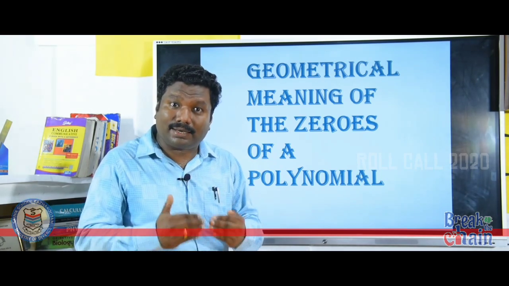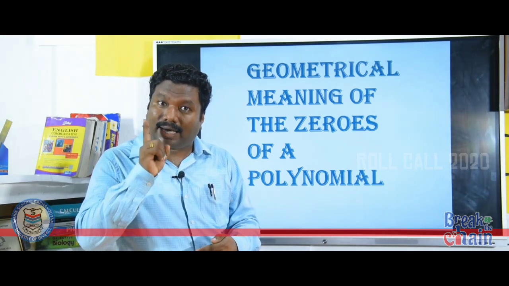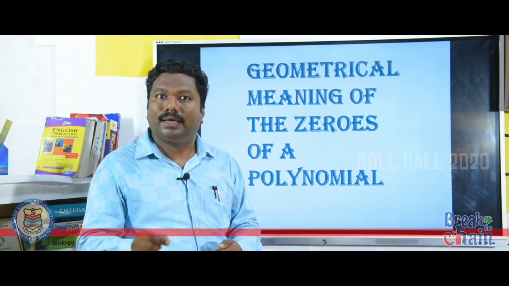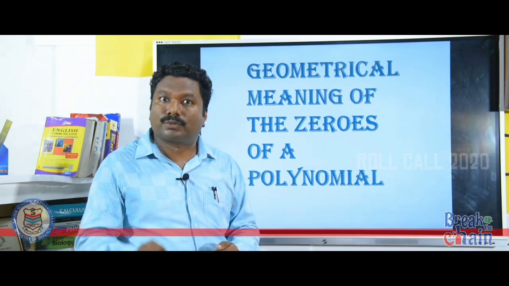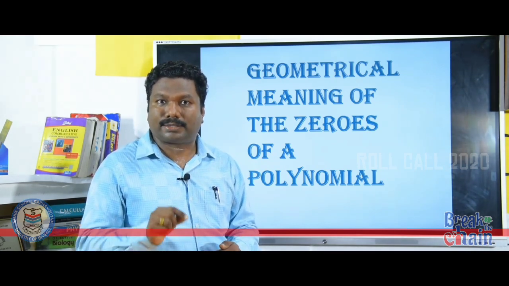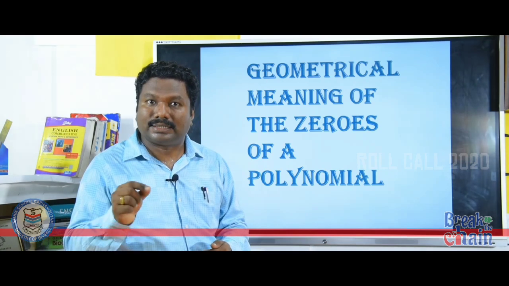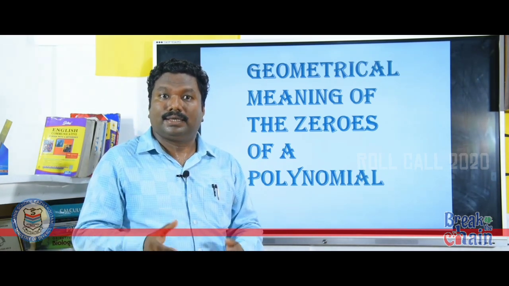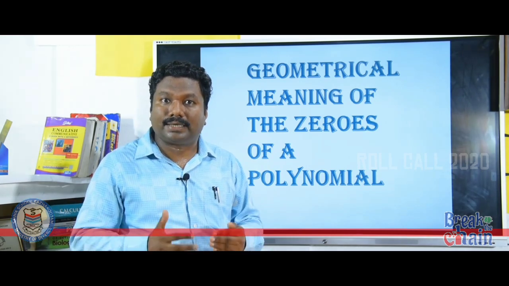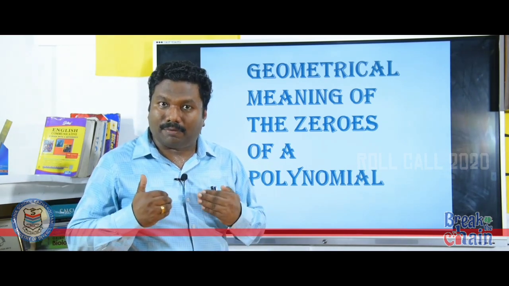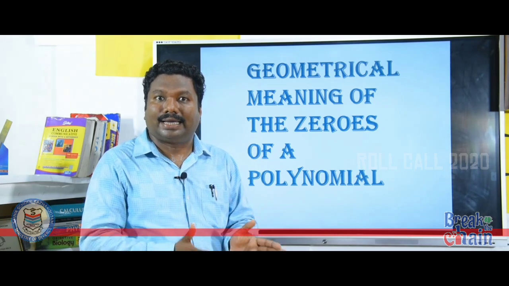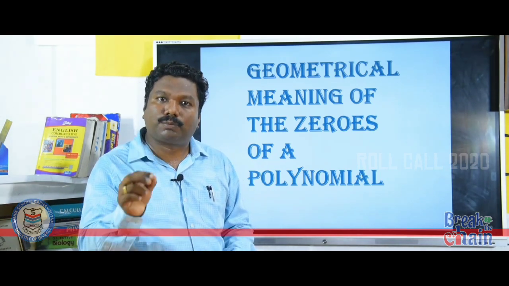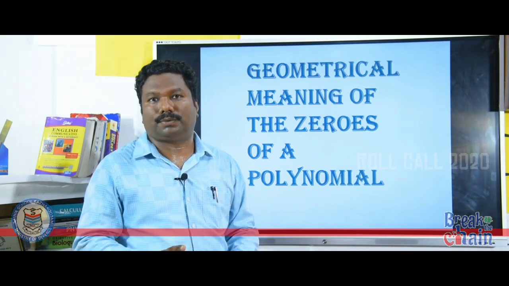That straight line touches the x axis at exactly one point. The corresponding x coordinate is called its zero. Ax plus b is the general form of a linear polynomial. Suppose we are tracing that particular line on a graph sheet, that line touches the x axis at exactly one point. That corresponding x coordinate is its zero.